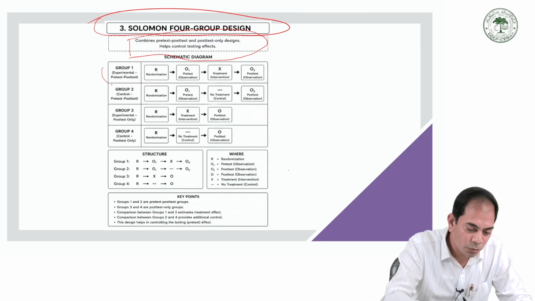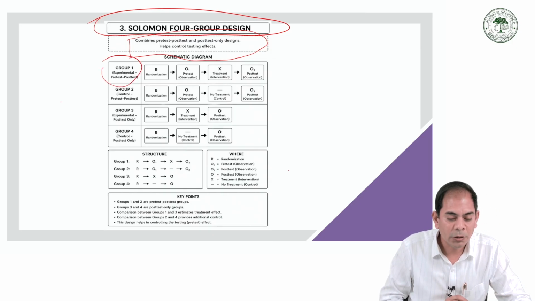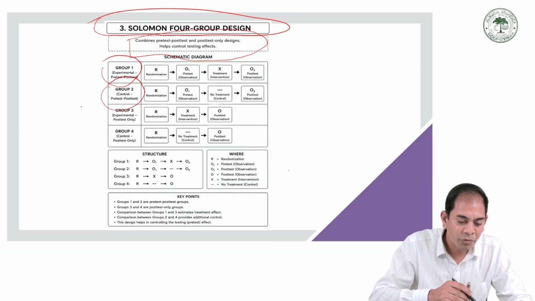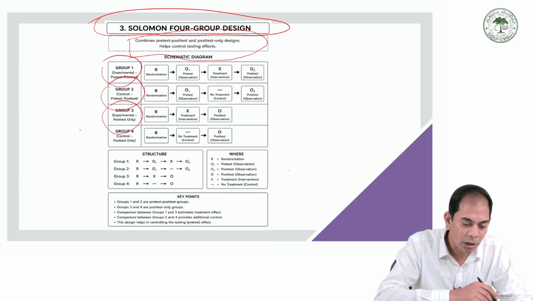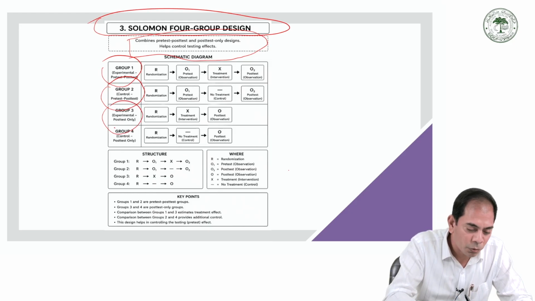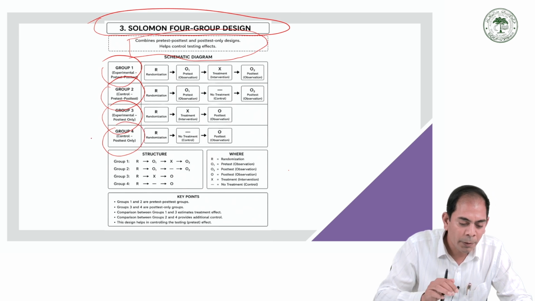So this is the first group, called the experimental group, that is pre-test, post-test. Group number two, control group, that means pre-test and post-test. Third one is again an experimental group, that means only post-test. And the fourth group is the control group, post-test only.